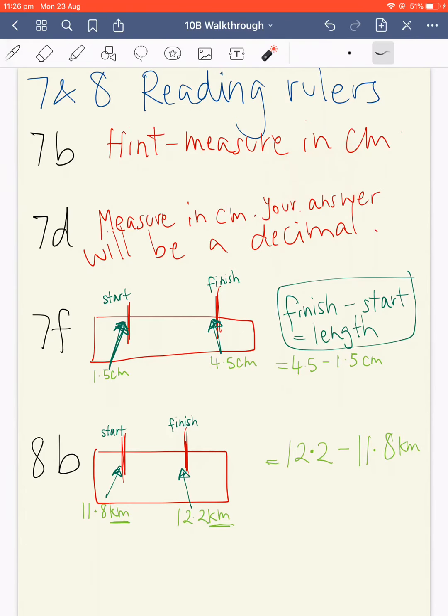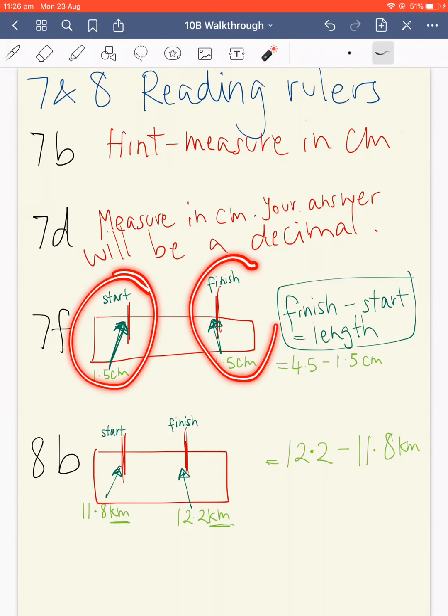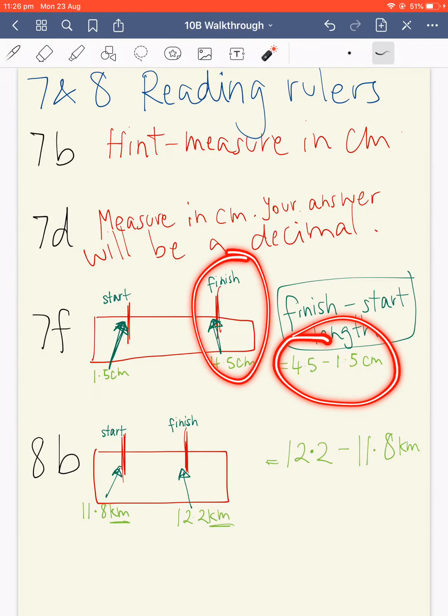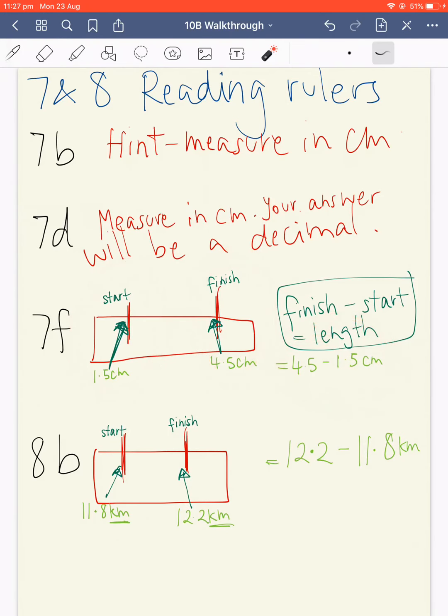Okay, for 7D, a little bit harder. You need to keep track of where you're starting and where it's finishing. Maybe you didn't quite set up the ruler as well as you'd like, and this is something that actually does happen. So we need to see where we're starting and where we're finishing. Where I'm starting is 1.5 centimeters. And where I'm finishing is 4.5. So once I subtract my start from my finish, I end up with my total length. For this one, it will be 3 centimeters.